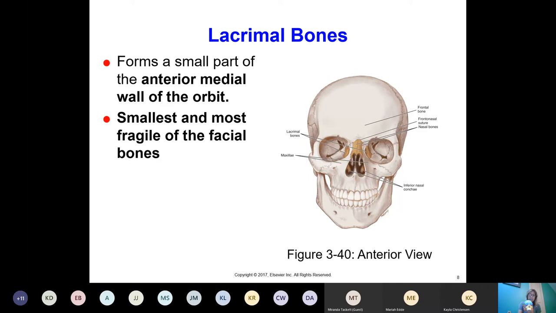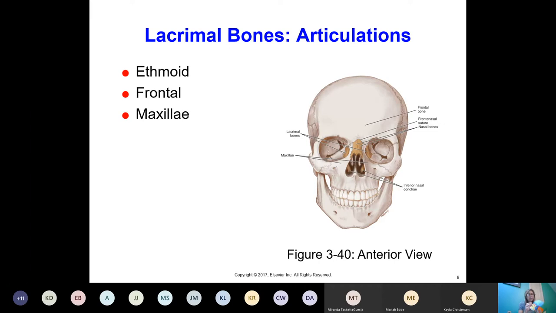Your lacrimal bone, if you look at them in the red, you can see that they articulate, or join together, with the ethmoid, the frontal, and the maxilla. If you look inside, you can see the white ethmoid bone joins with that red bone. You can see the blue frontal bone that joins with it, and the yellow maxilla that joins with it. That's what they mean by articulations. They connect to form some sort of an object.